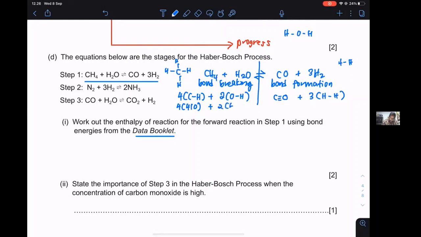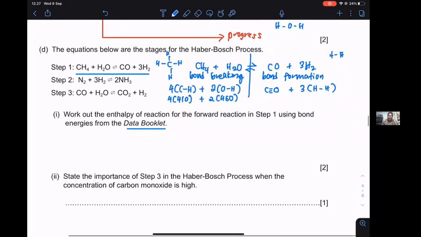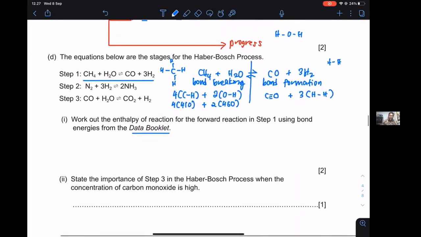So 2 times 460. And then C-O, you need to be very, very careful over here. CO, carbon monoxide, is diatomic. So you look at bond energies in diatomic molecules. Don't make that mistake. So this one is going to be 1077. And then 3 times H2. H2 is diatomic. So H2 is going to be 436. So be careful which value you choose.